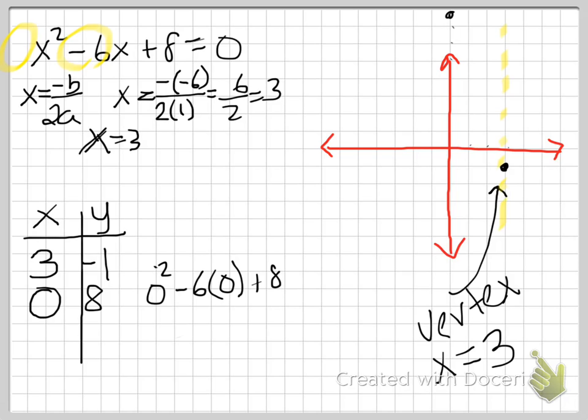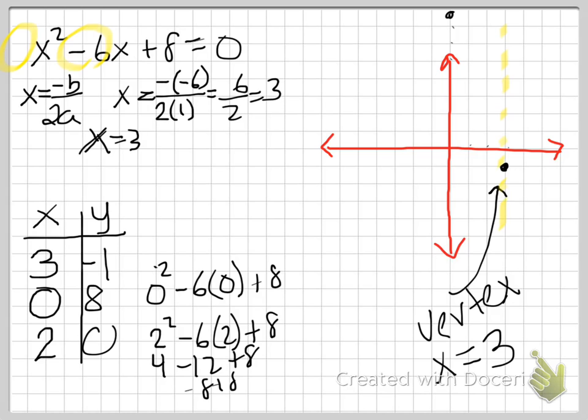And I'm just randomly picking numbers. What if I want to pick 2? I want to know what happens when x is 2. So I get 2 squared minus 6 times 2 plus 8. So that's 4 minus 12 plus 8. And that's negative 8 plus 8, which is 0. So the point (2, 0), that's right there.